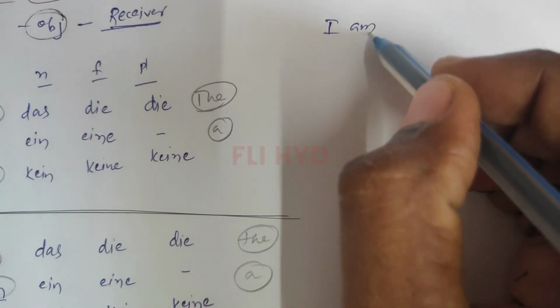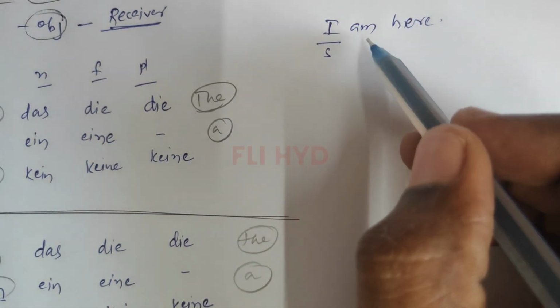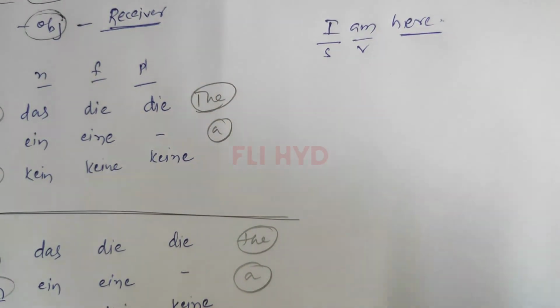For example, we make a sentence like this: I am here. Here, "I" is the subject and "am" is the verb. As of now, you leave it. This is not an object.